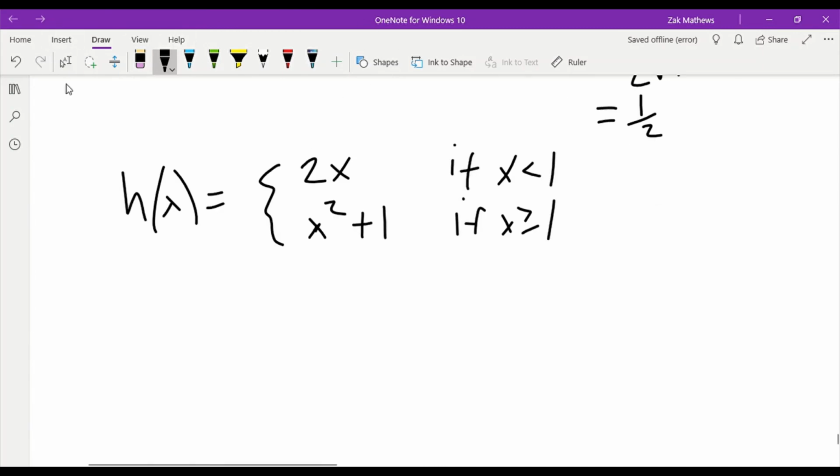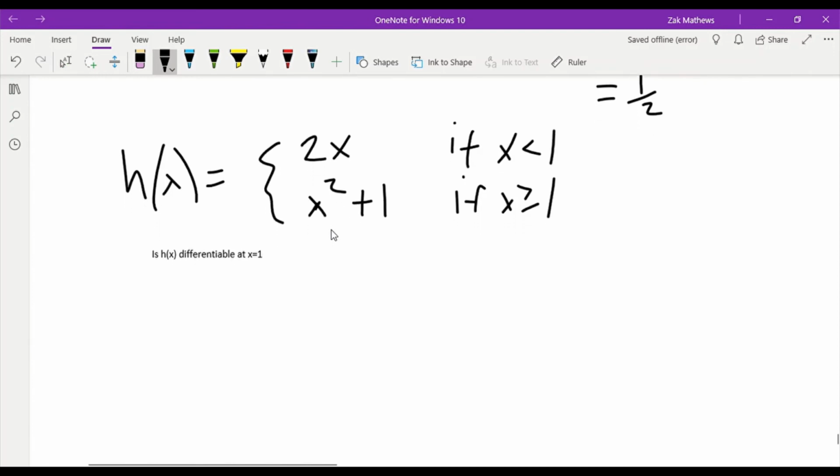Let's take h of x to be 2x if x is less than 1, x squared plus 1 if x is greater than 1. Is h of x differentiable at x equals 1? So we've seen two other piecewise functions that weren't, one because it wasn't continuous, one because it wasn't differentiable. Let's look at this one.